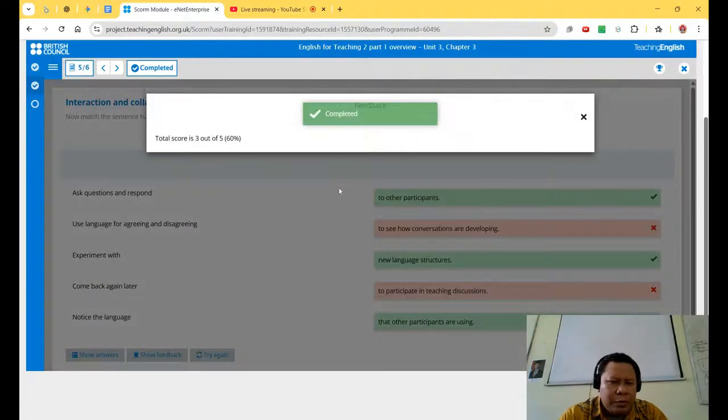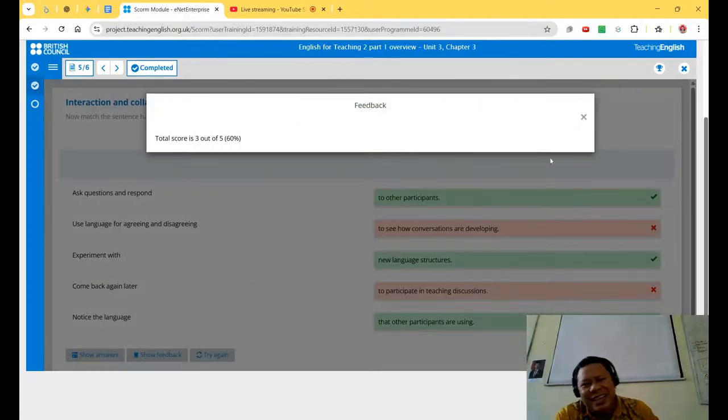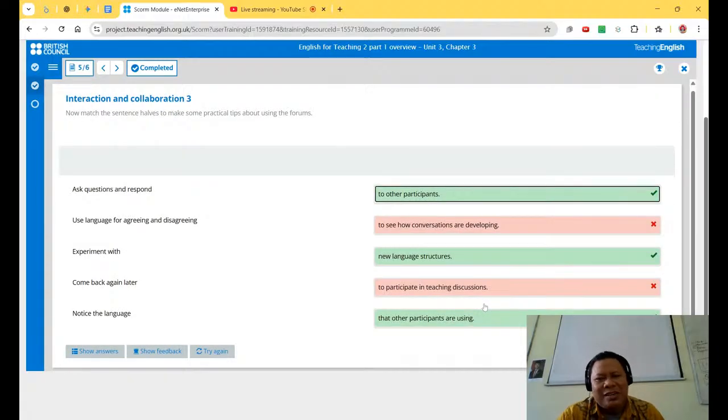Finish. Oh no, I got two wrong answers. No problem. Also ask questions and respond to other participants. Yes, the language for agreeing and disagreeing, to participate in teaching discussion. Experiment with new language structures. Come back again later to see how conversations are developing. Oh yes, come back again later, so we can see the development of our conversation. Notice the language that other participants are using.